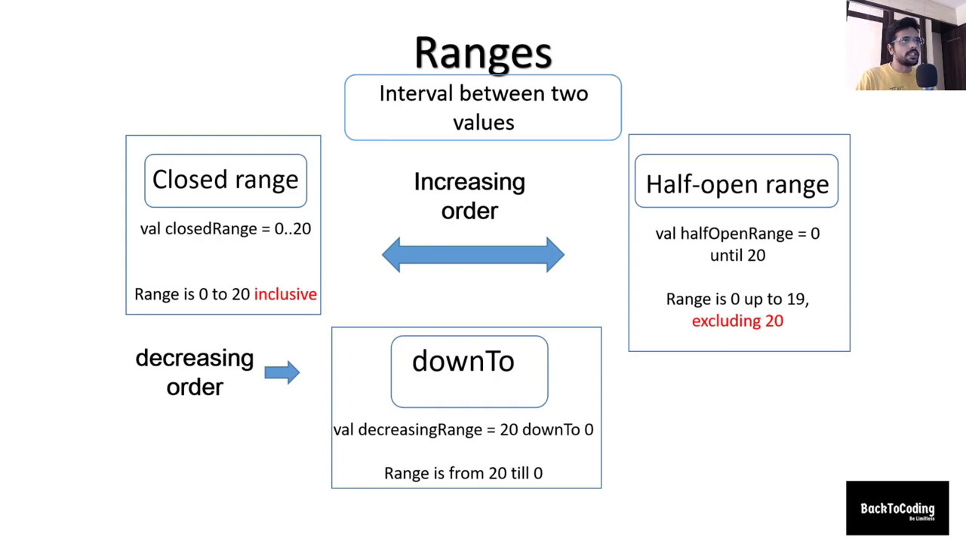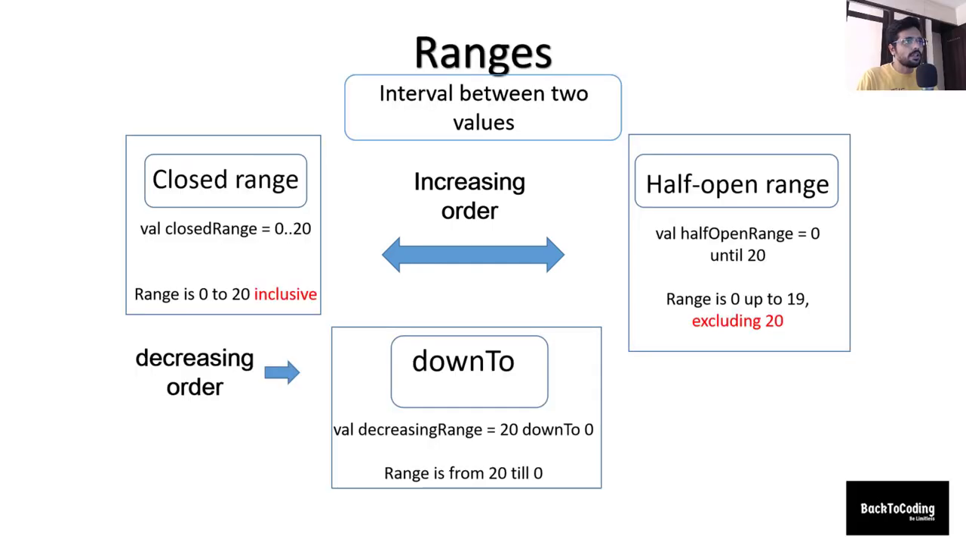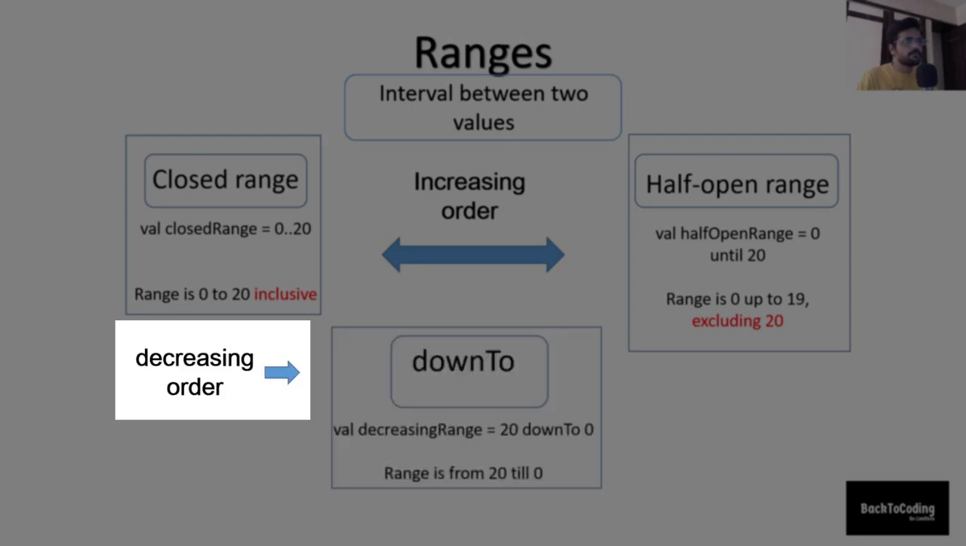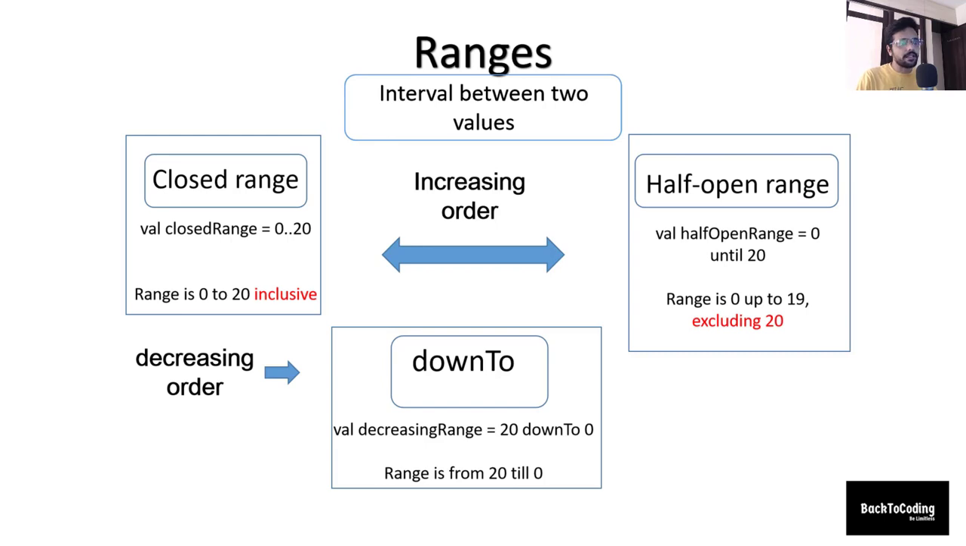With dot dot and until operators, we can have a range in increasing order. But what if we want it in decreasing order? So in such scenarios, we have down to, with the help of which we create a range in decreasing order. Here the range will include 20, 19, 18, 17, 16 till 0. Let's see them practically.